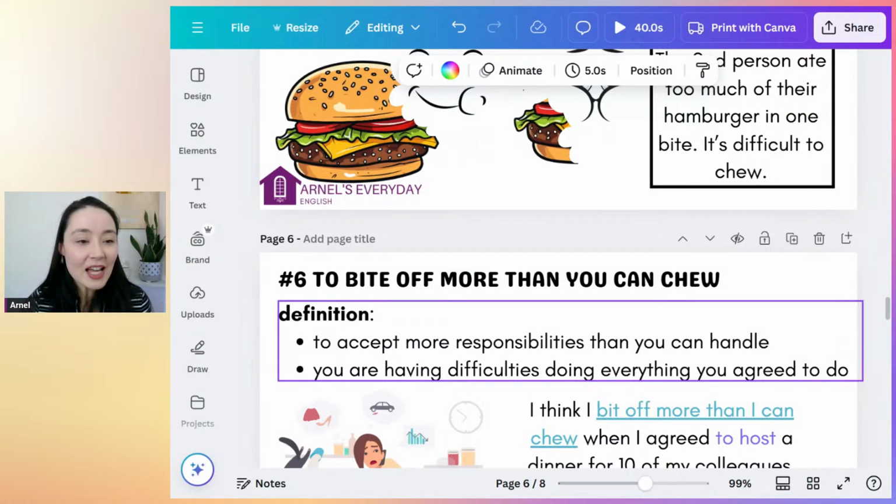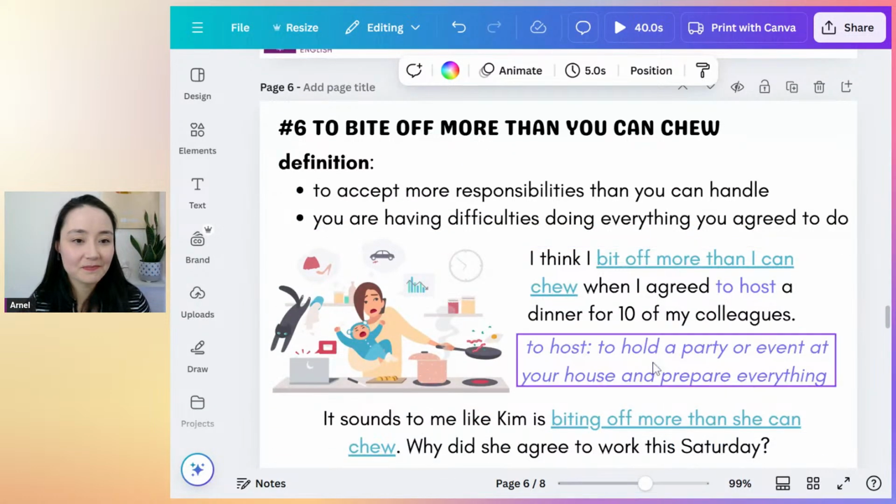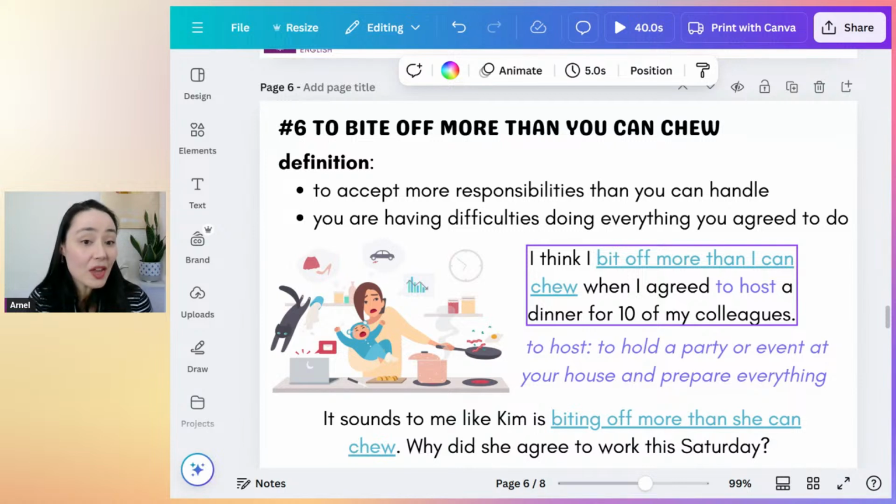Definition: to accept more responsibilities than you can handle. You are having difficulties doing everything you agreed to do. Whew, you're biting off more than you can chew. I think I bit off more than I can chew when I agreed to host a dinner for 10 of my colleagues.